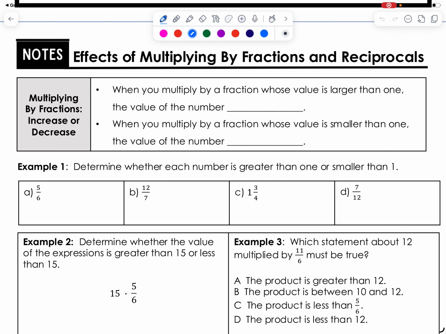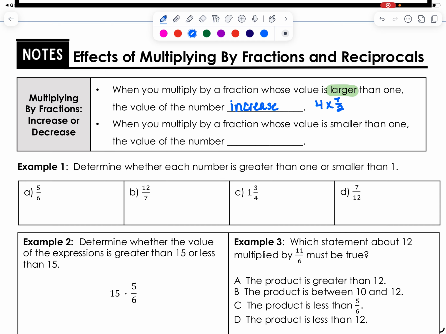In today's lesson, we will be exploring the effects of multiplying by fractions that are larger than 1 and smaller than 1, and reciprocals. So, when you multiply by a fraction whose value is larger than 1, the value of your number will increase. So, if I was going to multiply 4 times 7 over 2, because 7 over 2 has a value that's larger than 1, I know that my product will be bigger than 4.